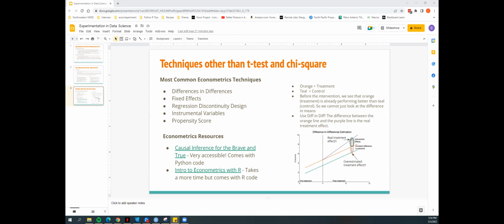So if you want to learn more about econometrics techniques, check out the 2 links on this slide. I'm graduating from this program soon. I've had 3 interviews so far. All 3 asked me more questions about experimentation and causal inference than machine learning. So I highly recommend you check out some of these resources.